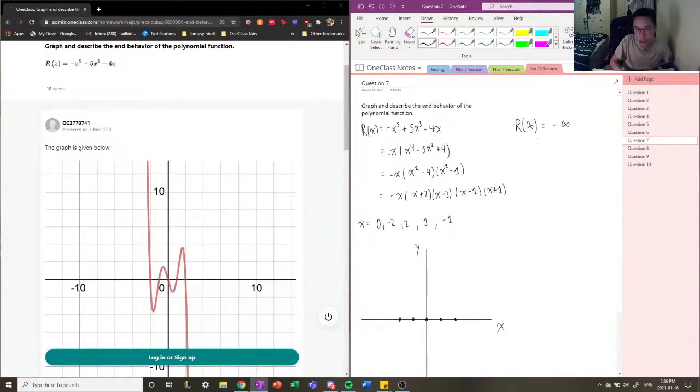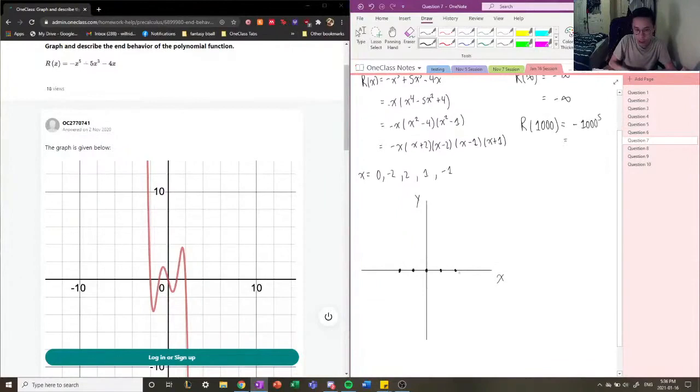So if I plug infinity into our leading term here, we get infinity to the power of 5, which is infinity, with a negative sign here. So this is equal to negative infinity. If you want to plug in a huge number, let's plug in R of 1,000. That's not really a big number, but it's something we can work with. 1,000 to the power of 5 with a negative is going to be negative 1,000 to the power of 5. So we have found that as x tends towards infinity, the function goes towards negative infinity.